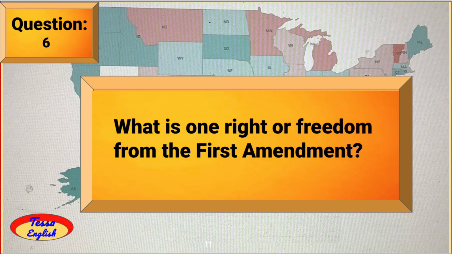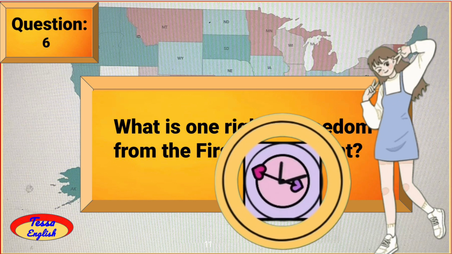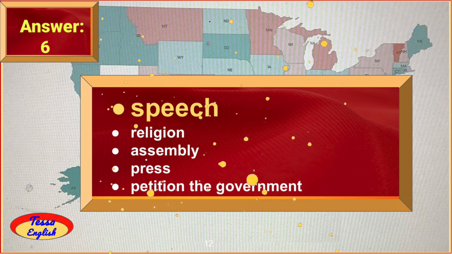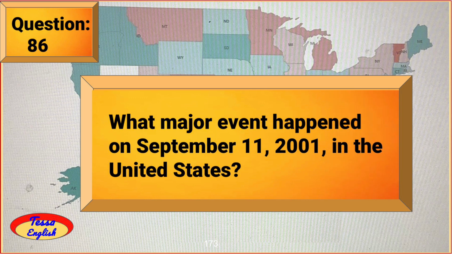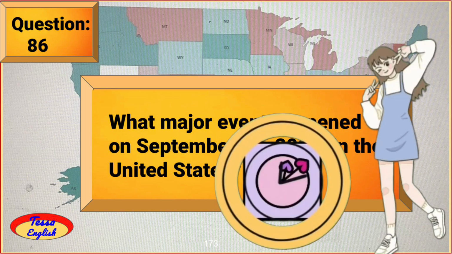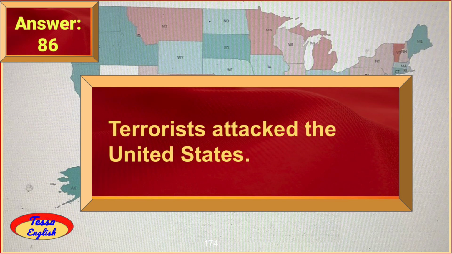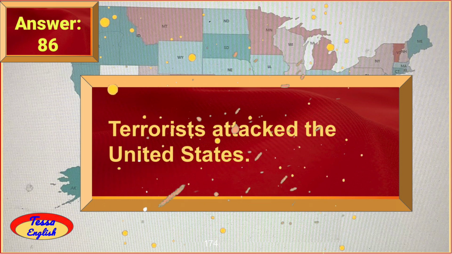What is one right or freedom from the First Amendment? Speech. What major event happened on September 11th, 2001 in the United States? Terrorists attack the United States.